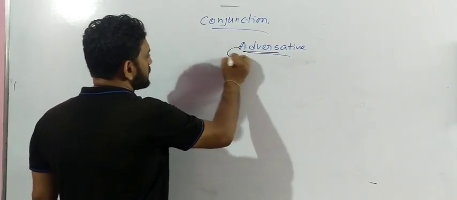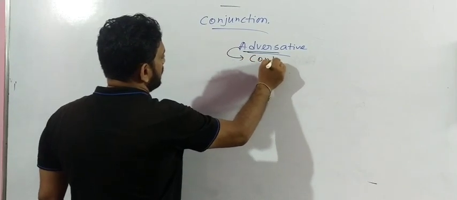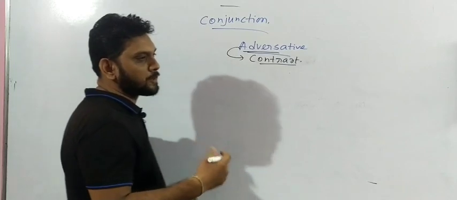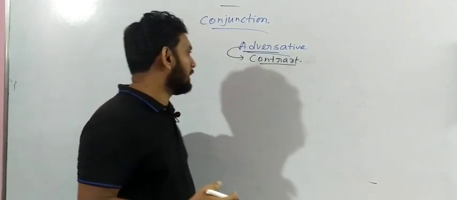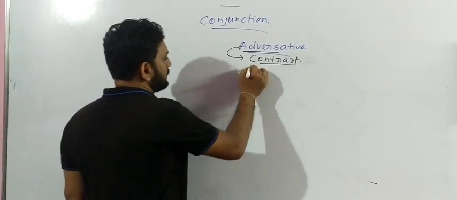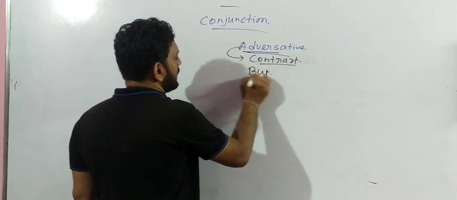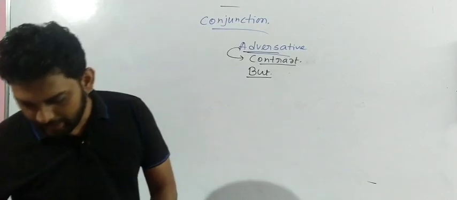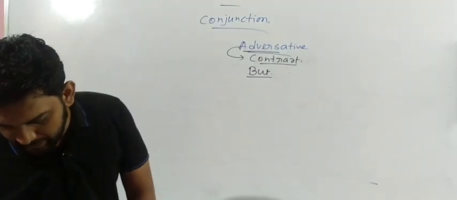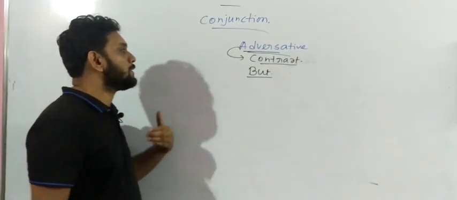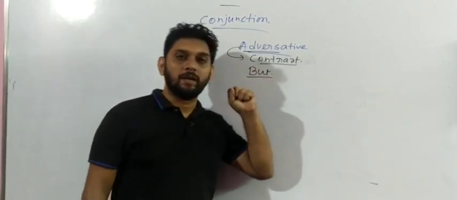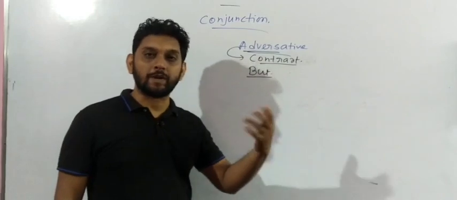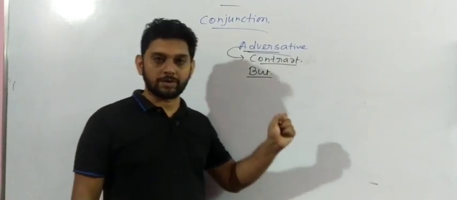Adversative means which shows the contrast. Contrast means what? Contrast means opposite. Let's say, but is an adversative coordinating conjunction. Always understand that an adversative coordinating conjunction can join two words, two or more phrases, two or more words, and also clauses.